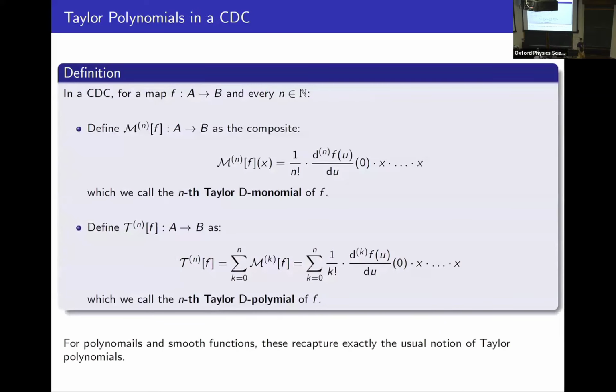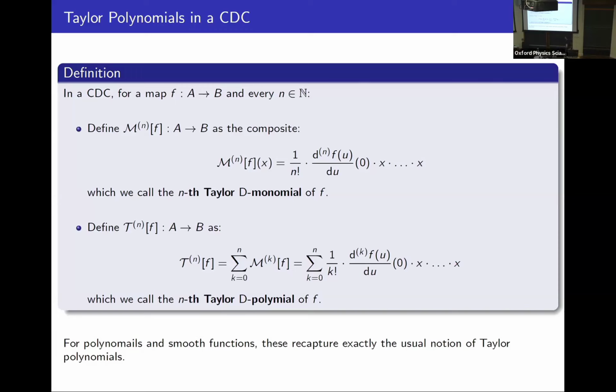So here's the definition. The first thing I do is give you a Taylor monomial. The nth Taylor monomial of a map from A to B is also a map from A to B, given by taking 1 over n factorial of the nth derivative of f, evaluated at 0 in the point argument, and then copying your input variable x in the last n arguments. This is what I'm thinking of as x to the n here. And then your Taylor polynomial is the sum over all Taylor monomials.